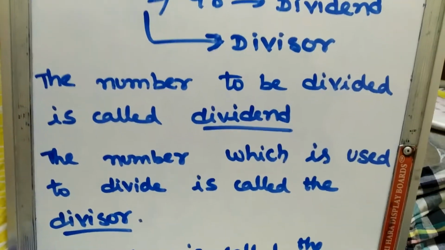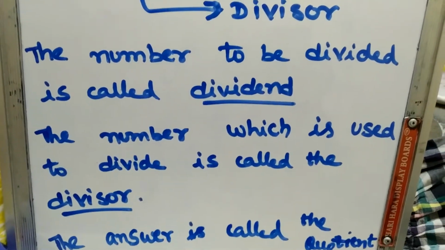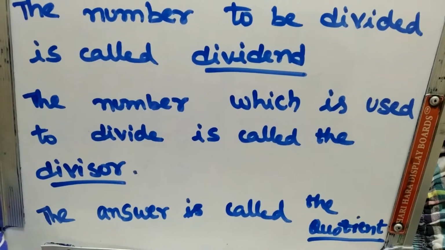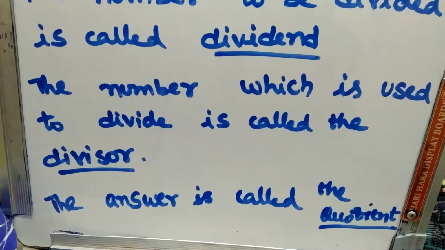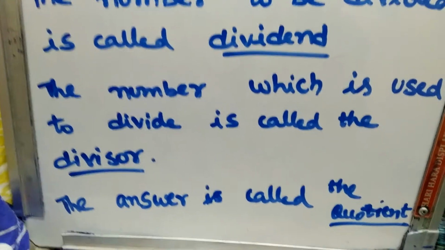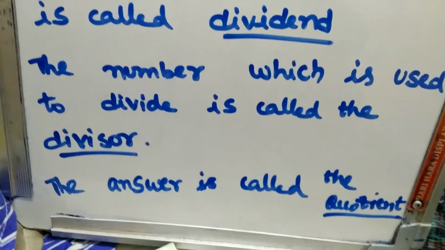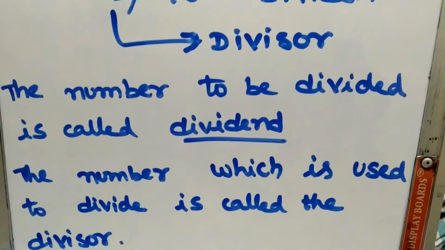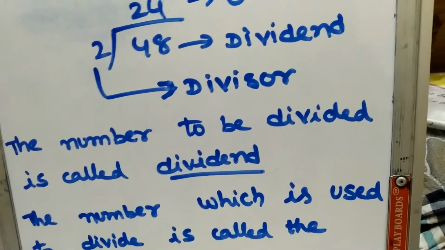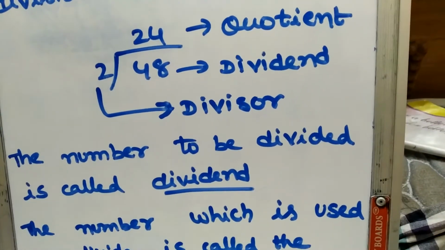So write down here: the number to be divided is called the dividend. The number which is used to divide is called the divisor. The answer is called the quotient. In your textbook, they have given an example. Let us discuss this example.